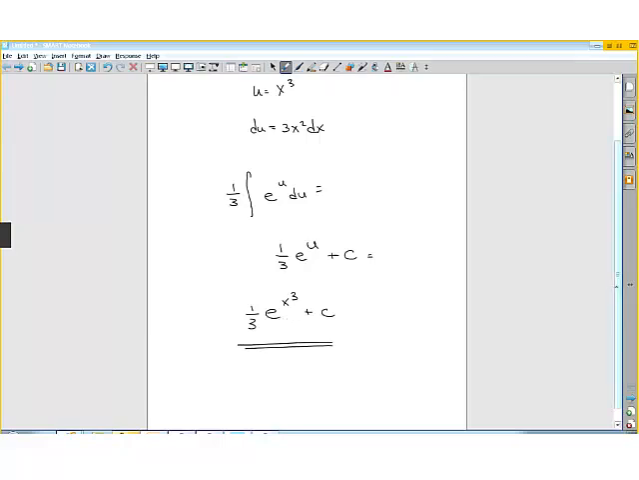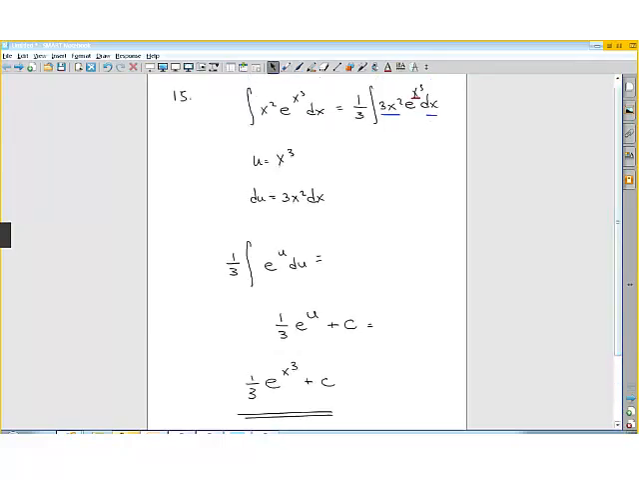So that's the solution to this problem. It didn't require integration by parts. So don't always assume just because it's in the integration by parts section that it is integration by parts.